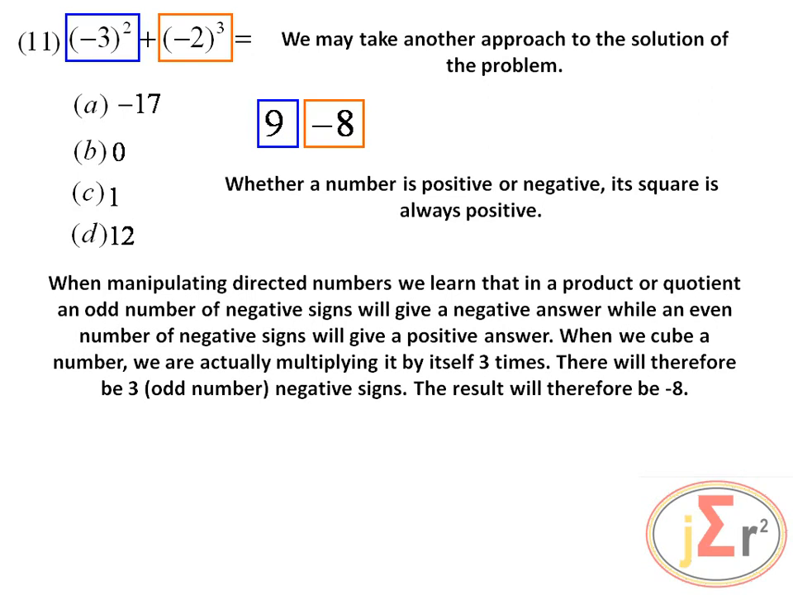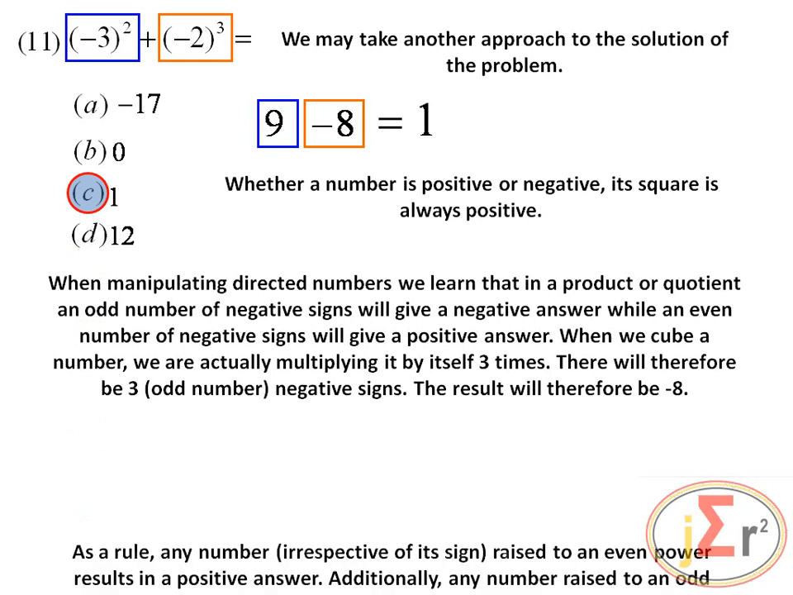And of course that will give us a negative 8, because when we are multiplying and we have an odd number of negative signs, that will cause the answer always to be negative. So we have 9 minus 8, which is equal to 1, and that's a very short way of arriving at our answer that we should opt for in a multiple choice paper.